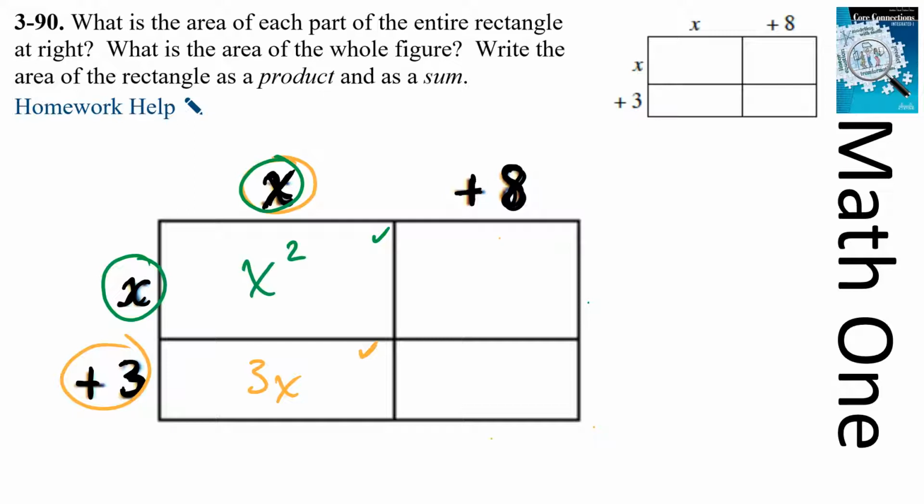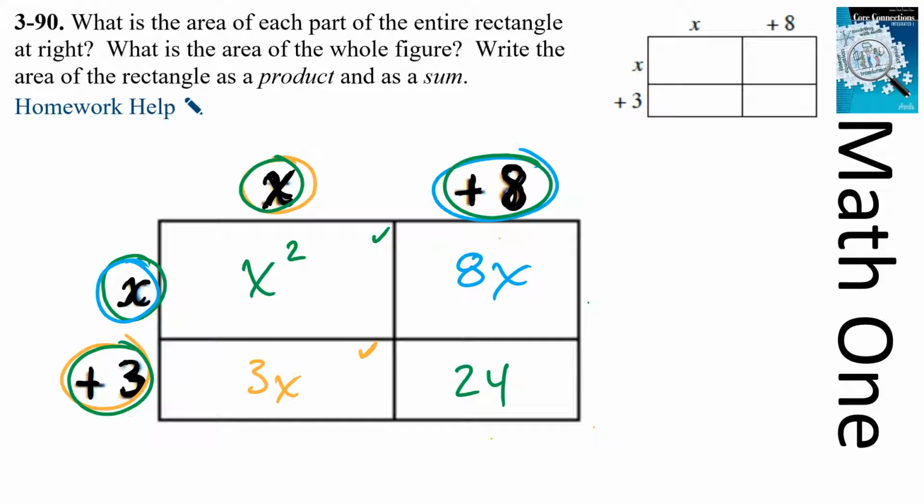The next part I've got here, this is 8 it says, and off to the left I've got an x, and if I multiply x times 8, I get 8x. And then the final part that I have is up above there's an 8, and then way off on the side here there is a 3, and when I multiply 8 times 3, I get 24.